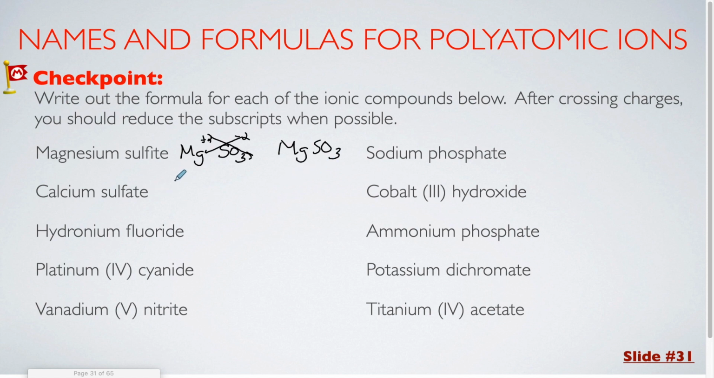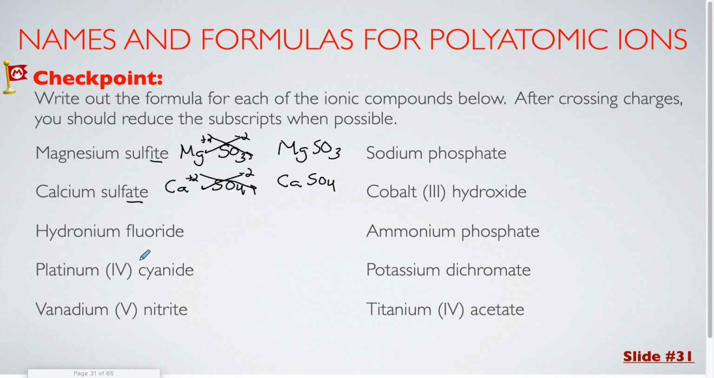In our next example, we have calcium with a +2 charge, and sulfate, which is SO4 with a -2. Notice the difference between sulfite and sulfate. That means a different number of oxygens within the formula. After these two cross down, the same thing is going to happen. They're going to cancel out. So I'm left with CaSO4.